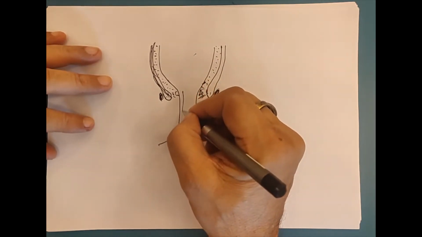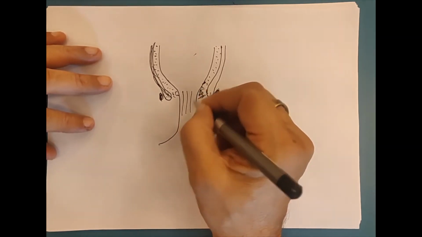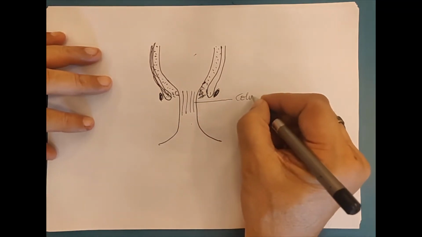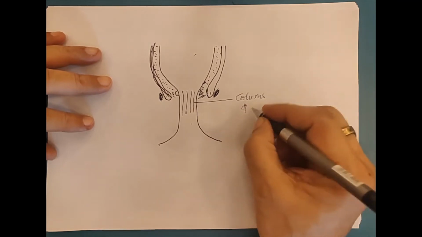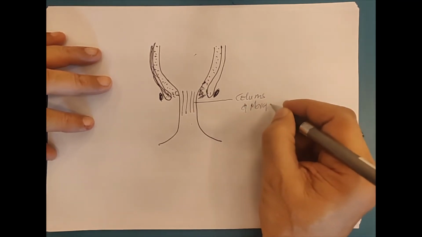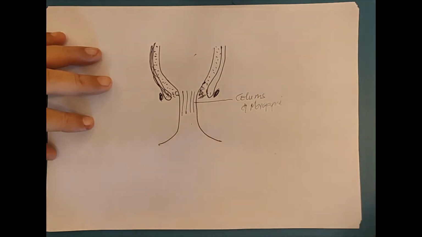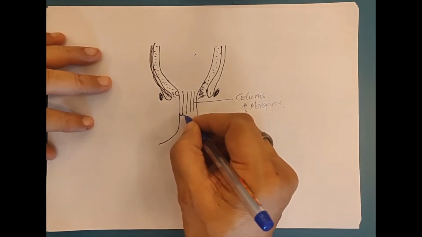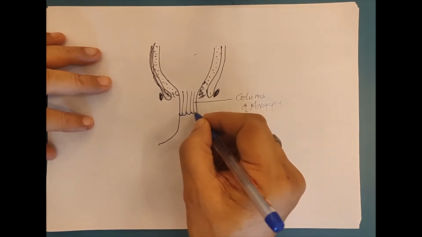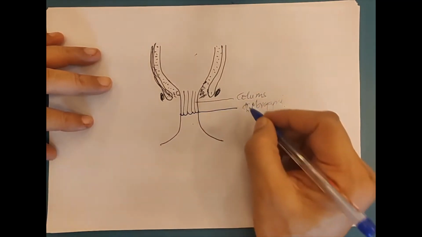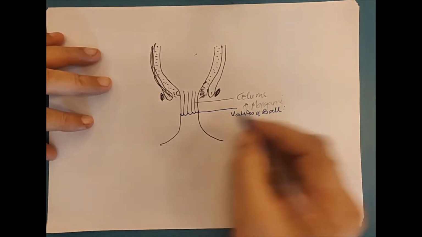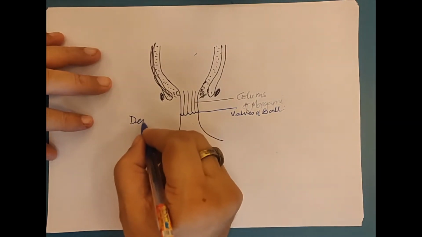And then the first thing that you see is folds in the mucosa. These folds are called columns of Morgagni. Okay, so these are called columns of Morgagni. Then you have walls which connect these mucosal folds. These walls are called walls of Ball. And this line is called the dentate line.